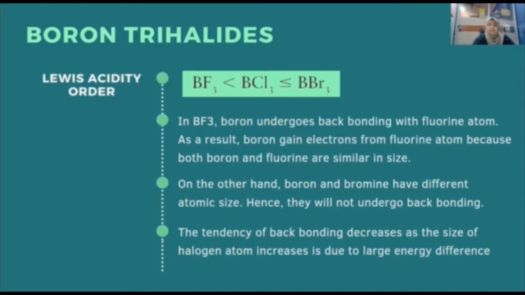But on the other hand, boron and bromine have different atomic sizes, so they cannot undergo back bonding. The smaller the halide atom, the more effective the back bonding, and it shows less tendency to accept a pair of electrons. This is why the ability of back bonding decreases when moving down the group, because the size of halides increases, hence making the molecules more acidic, which means their tendency to accept a pair of electrons increases. So we can say that the tendency of back bonding decreases as the size of the halogen atom increases, due to the large energy difference.